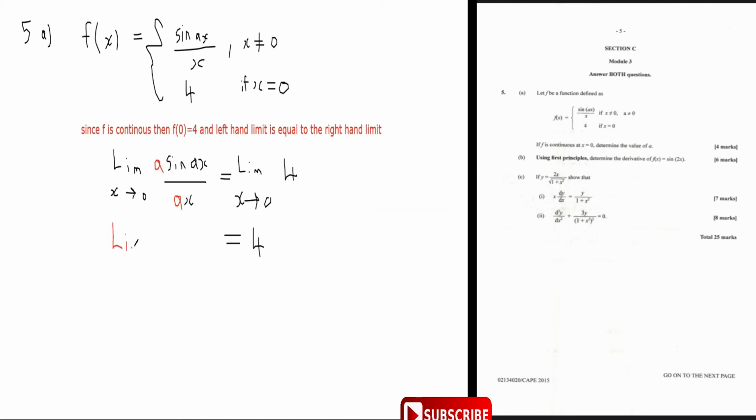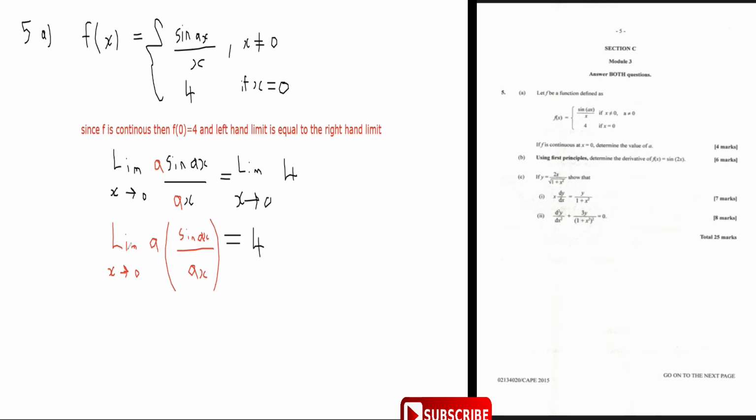Then look how we're gonna write this now. We're gonna write this as the limit as x approaches 0 of a times, in brackets, sine ax over ax. Now the limit as x approaches 0 of sine ax over ax is 1.